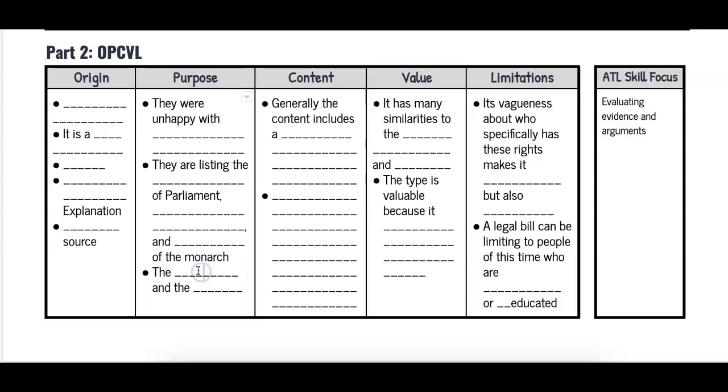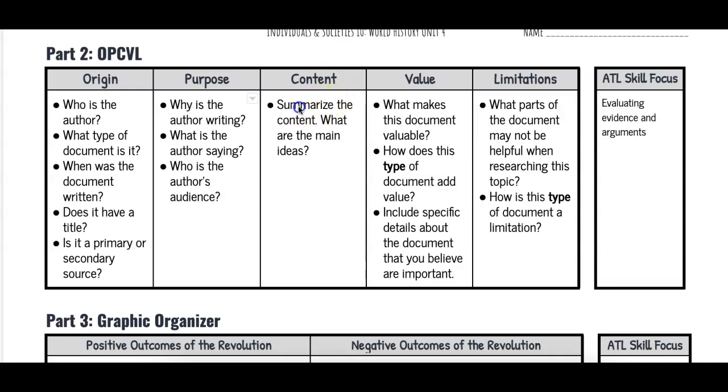Well, number one, they're addressing the monarch, the king and the queen, and the regular people, saying, hey, you should have these rights now. So monarch and people. Let's move on to the content section. And the content section is really like what is happening. So summarizing the content, what are the main ideas?